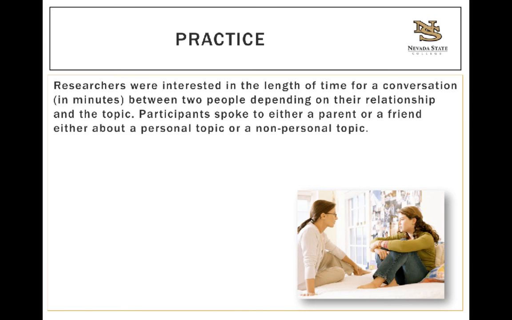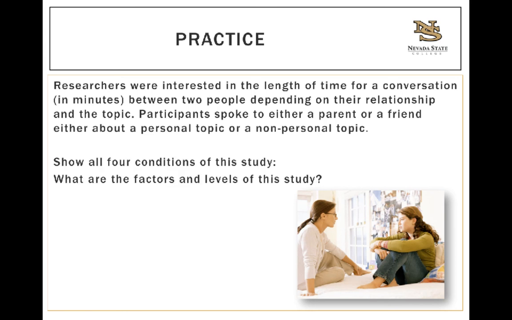So I want you to do the same thing that you did in the last example, show all 4 conditions, figure out what the factors and levels are, and then state the 3 null hypotheses. And then we'll go on to look at some data to see if we can reject any of those null hypotheses. All right, so if you haven't already tried this problem, please pause here so that you can try on your own, and then we'll go through and answer them together.